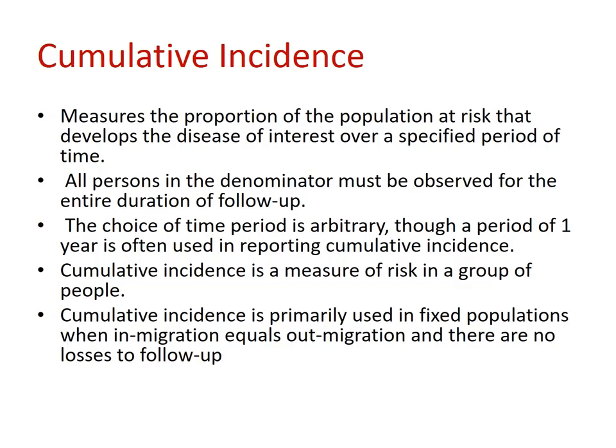Cumulative incidence is a measure of risk in a group of people. It is primarily used in fixed populations when in-migration equals out-migration and there is no loss to follow up. So we observe patients for a whole year and see by the end of the year who gets the disease of interest. This is how we calculate cumulative incidence.